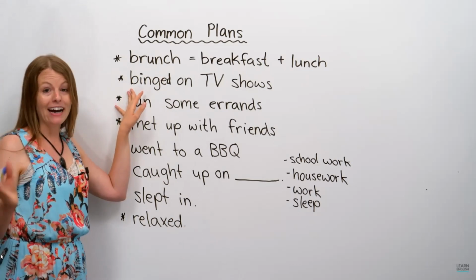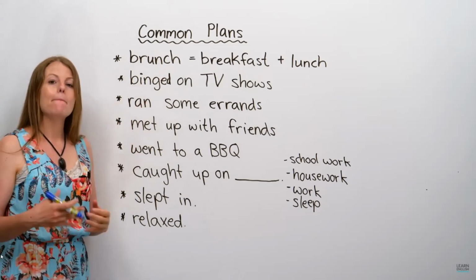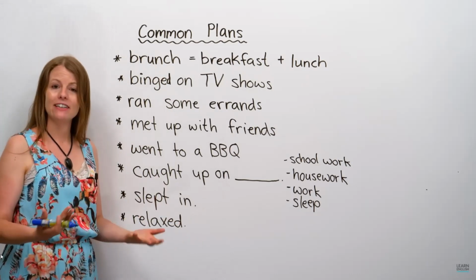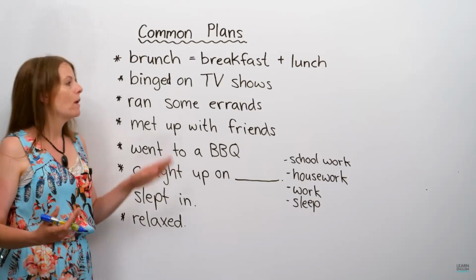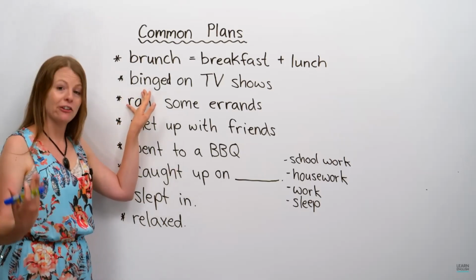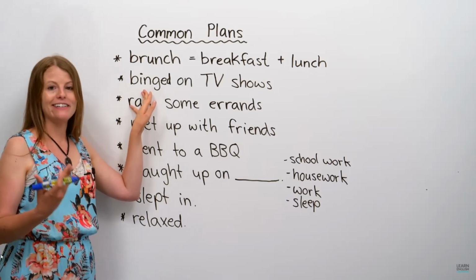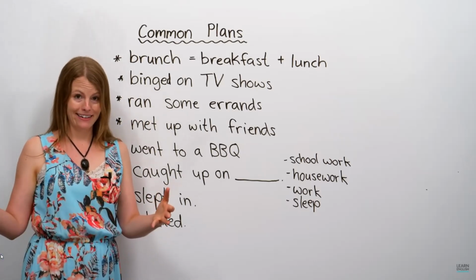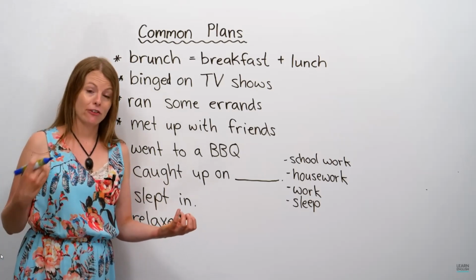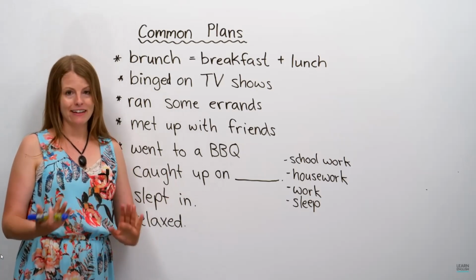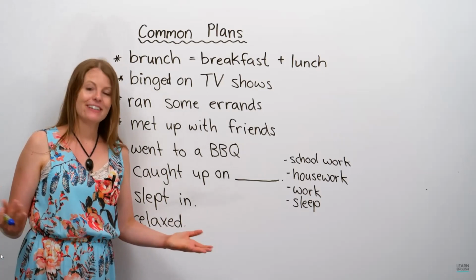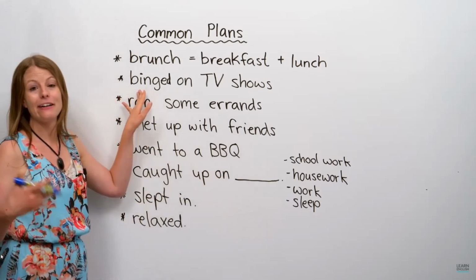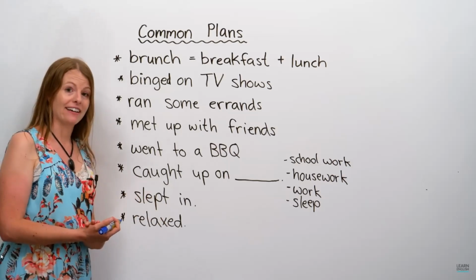Another thing people often do, and I do this a lot during the weekend, is we binge on TV shows. So some people have Netflix, some people have Hulu, some people have maybe DVDs or some show they're watching. When we binge on something, it means we do too much of something. So if you binge on a TV show, it means you watch a lot of episodes of a TV show back to back. So for example, when I was watching Game of Thrones, I binged on Game of Thrones. Sometimes I watched four episodes in a row, and my whole Saturday was spent binging on Game of Thrones. So this is a common expression you might hear people talk about when they're talking about the weekend.